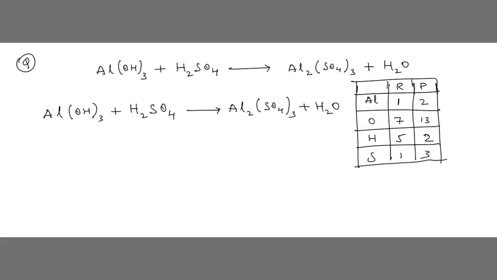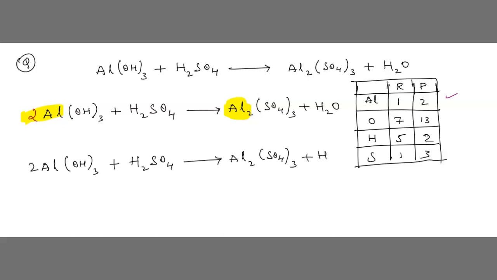Okay, so shall we take Al? Because here Al2, here also 2 Al. Can you see this? 2 Al, 2 Al. So one thing has got finished. It's simple. Correct? Now again I will write this equation. Now our equation has changed as 2Al(OH) thrice plus H2SO4, which gives Al2(SO4) thrice plus H2O. Now after this what should we do, children?